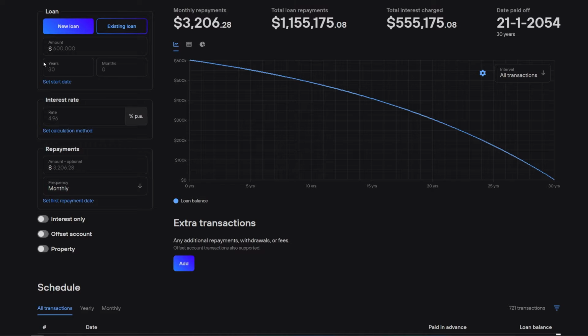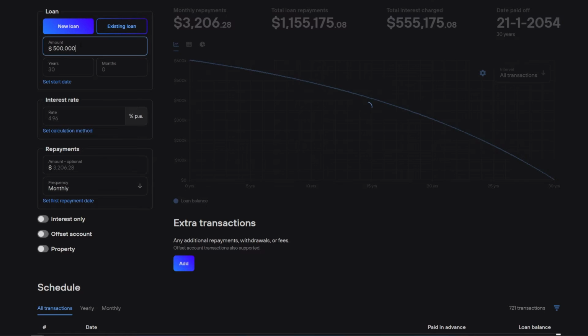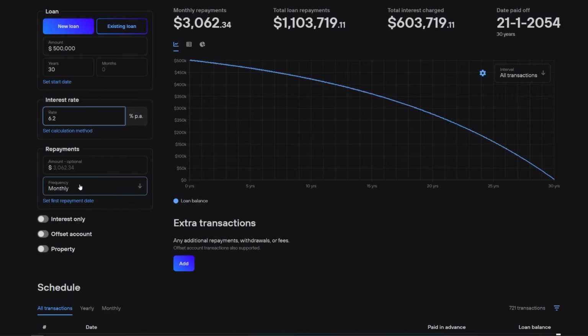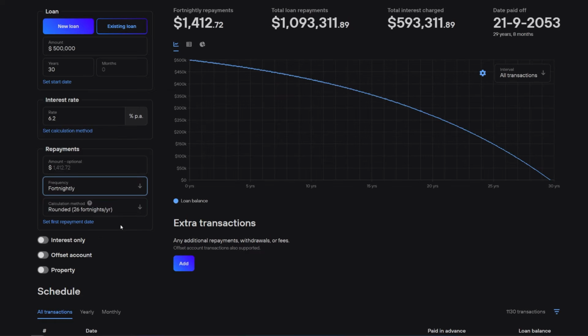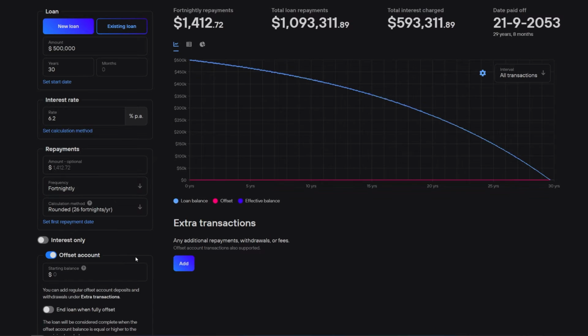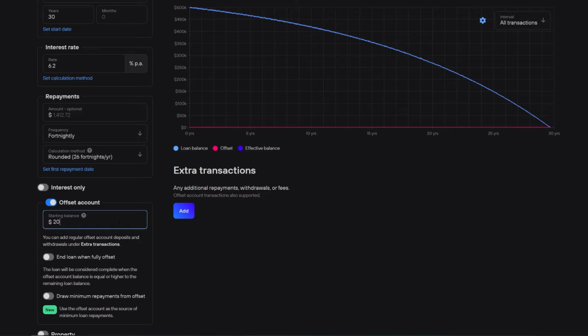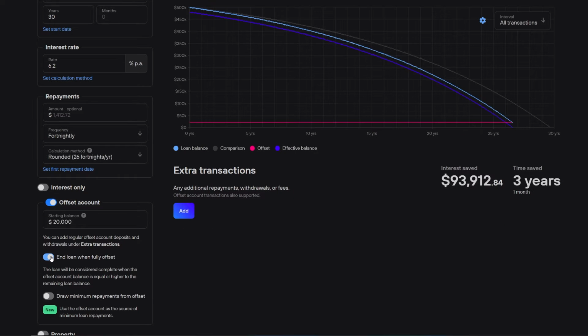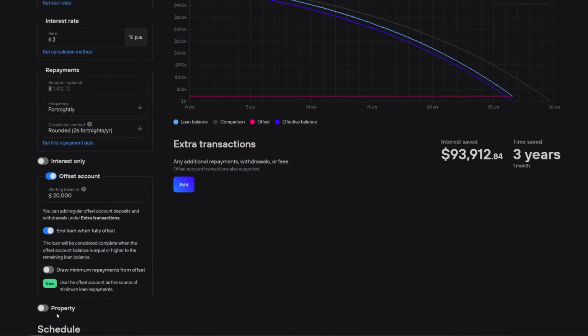Let's get into it. Let's start with a new loan for the first example. Let's do a $500,000 house over a 30-year term starting tomorrow. Let's set the interest rate to 6.2% and do fortnightly repayments as the payment schedule. Let's add an offset account with a starting balance of $20,000 and end the loan when it is fully offset. We will leave the property tab unchecked as well.